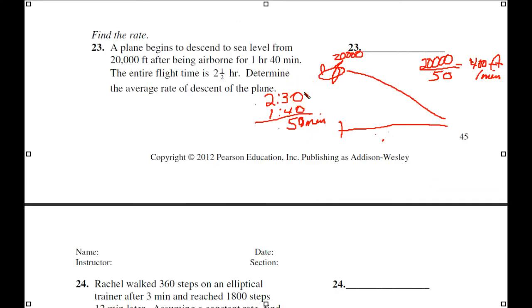Okay, for example 23, we have a plane that after an hour and 40 minutes of a total flight time of 2.5 hours starts to descend. What would be its rate of descent? Well, for how long is it descending? Well, we subtract 140 from 230. Remember, there's 60 minutes in an hour, so that gives us 50 minutes. Well, 20,000 feet, and it's 50 minutes, gives us 400 feet per minute is the rate of descent.